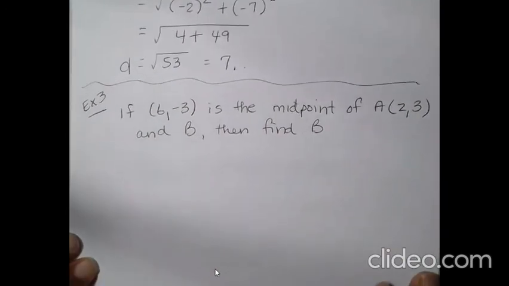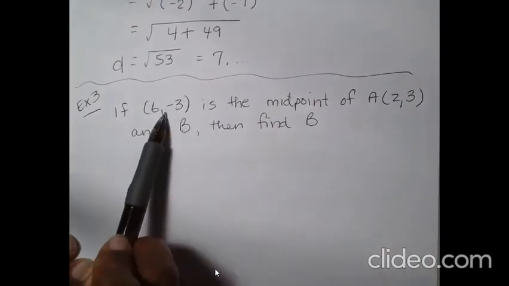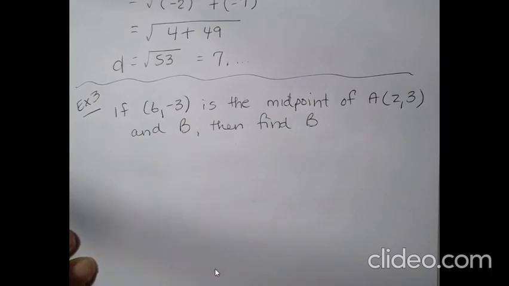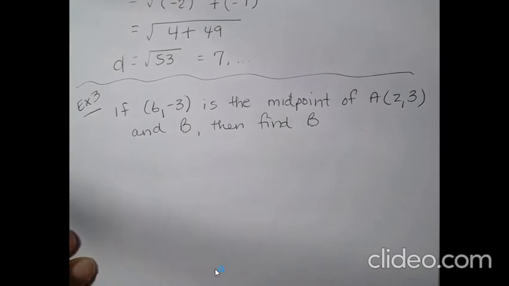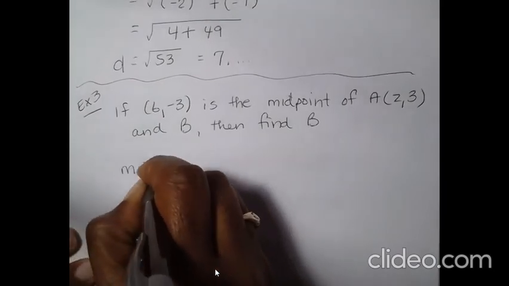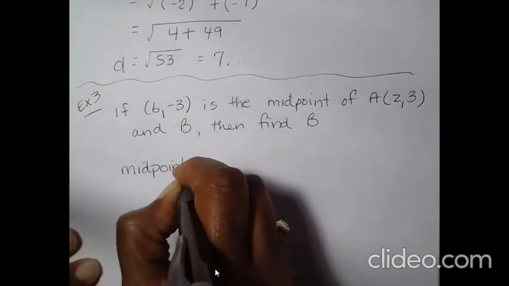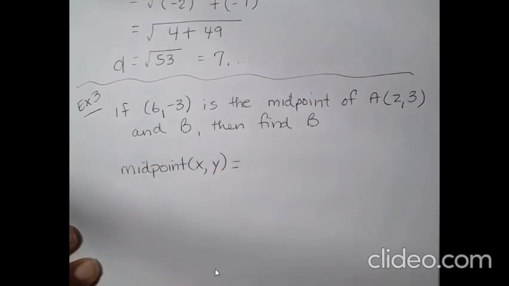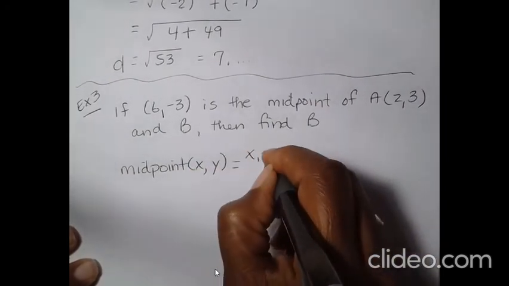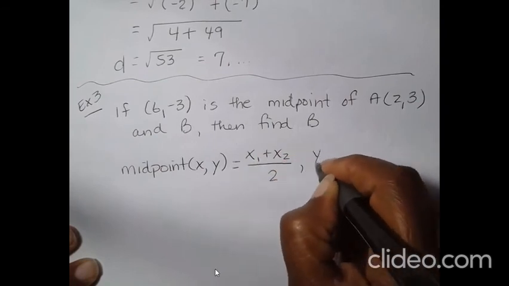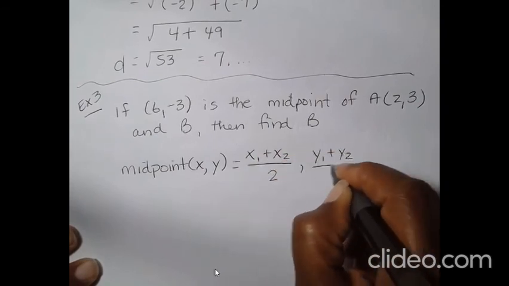They tell us in the problem what the midpoint is, and they give us one coordinate, but not the other. We need to find the other coordinate. Well, our midpoint formula says that the midpoint, I'm going to call it (x, y) because this is our midpoint, equals (x1 + x2)/2 and (y1 + y2)/2.